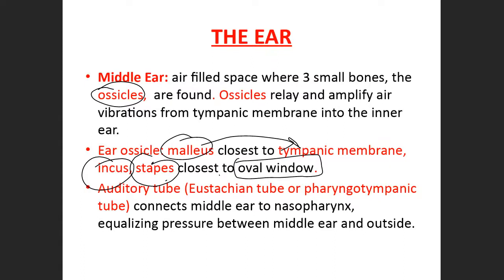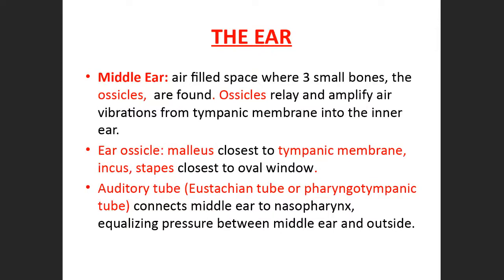There is also a tube in the middle ear called the eustachian tube. It has 3 names: auditory tube, eustachian tube, or pharyngotympanic tube. This tube connects the middle ear with the nasopharynx, which is the throat, the part of the throat at the back of the nasal cavity. And we'll talk about the function of the eustachian tube.